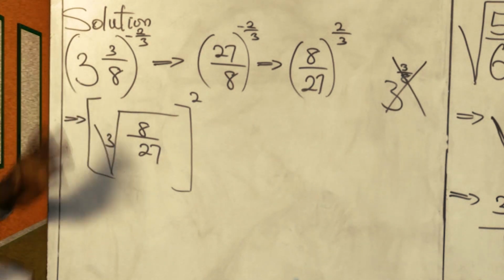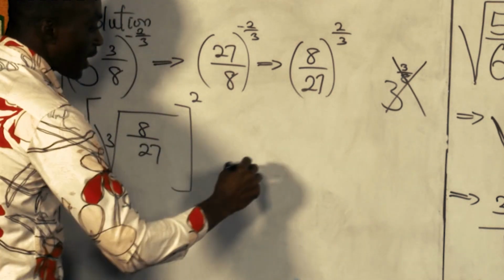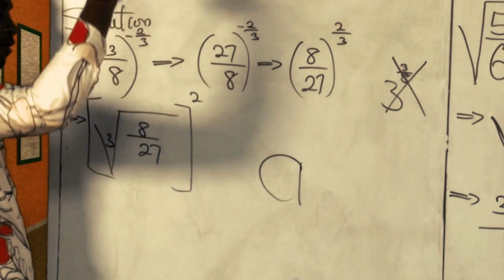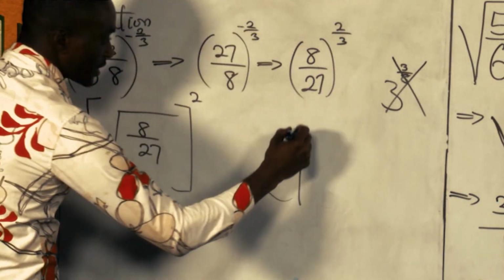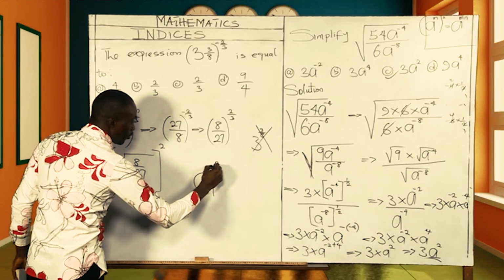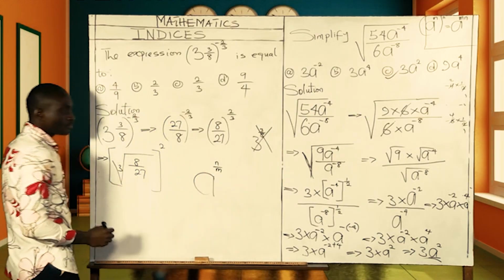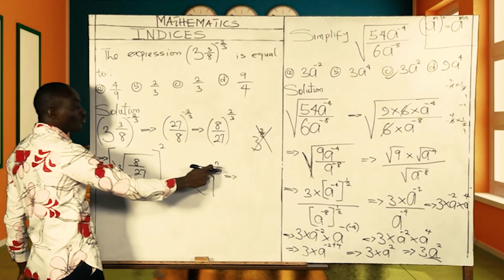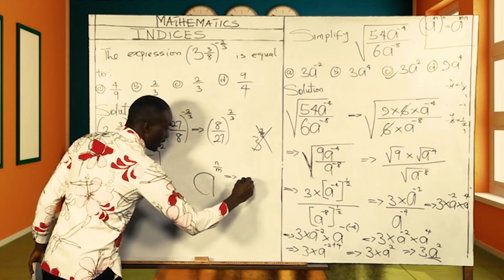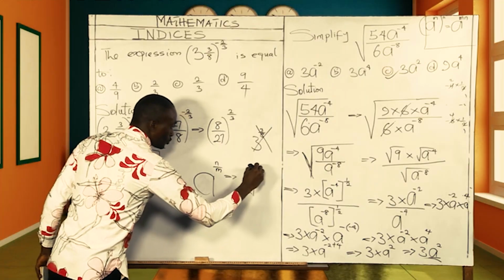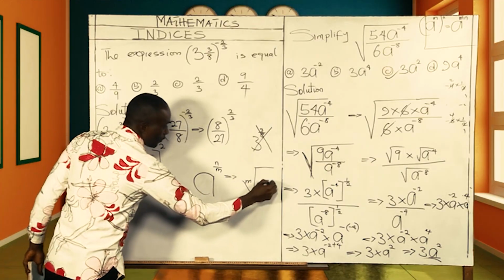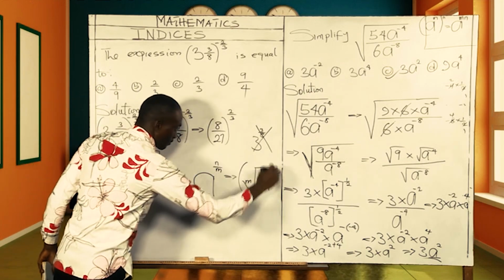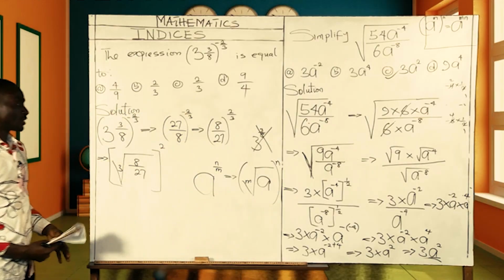Let me bring out the laws for you. These are the rules. If you have a raised to the power of a fraction, let's say n over m, this gives the m-th root of a raised to the power of n. That is the rule. Now let's see.